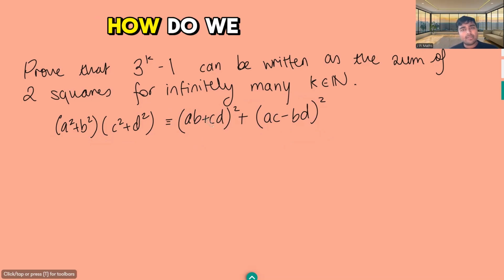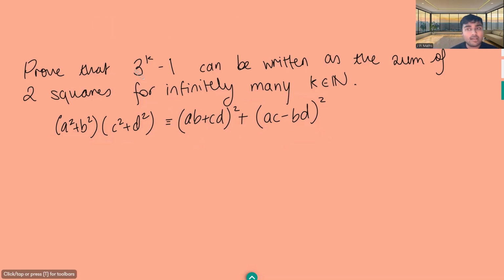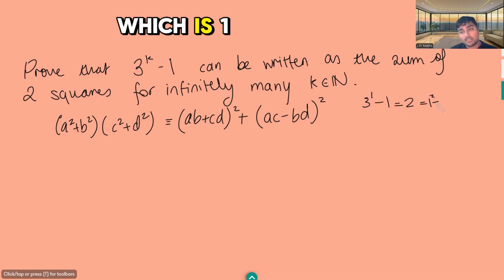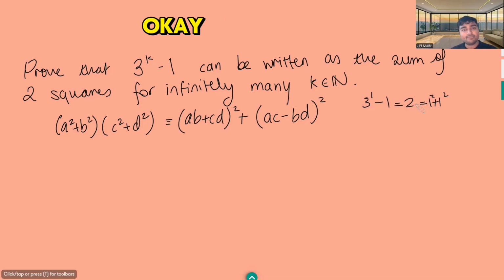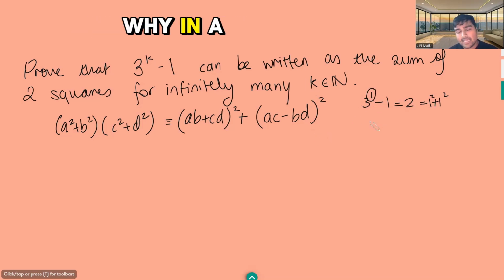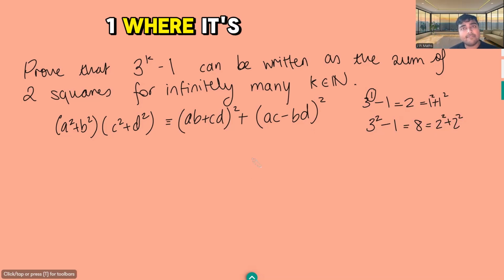Okay, how do we use this here? Well, we're going to make an observation about 3^k - 1. We're firstly going to find one value of k which, when I plug it into 3^k - 1, can be written as the sum of two squares. It's not too difficult. We can just use 3^1 - 1, which is 2, which is 1² + 1². Not super exciting, but it works. In fact, what we need is one where this power is even, and we'll see why in a second. So I'm going to use 3² - 1, which is 8, which is 2² + 2². So that works.